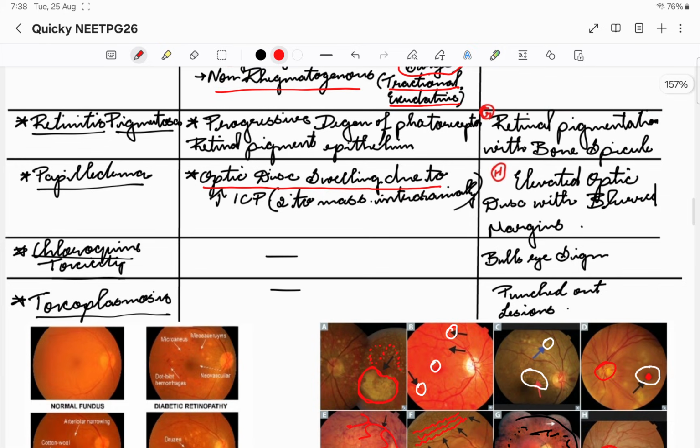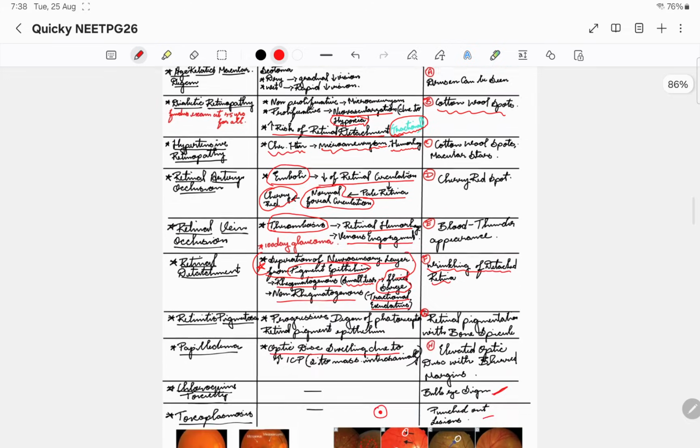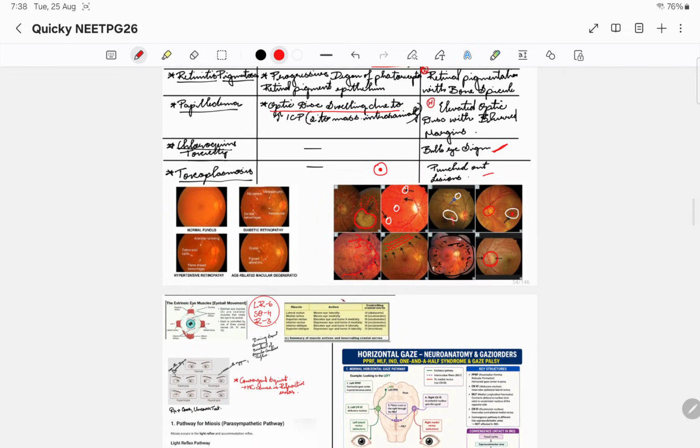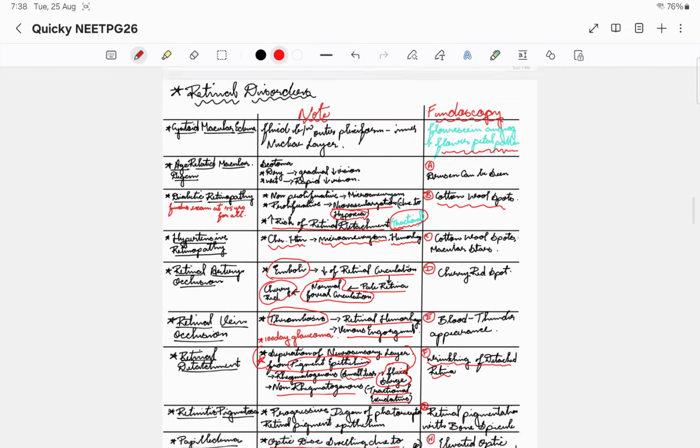Then please remember, this is an extra edge point with respect to chloroquine toxicity. It might lead to bullseye sign. Okay, bullseye meaning bullseye. So bullseye sign will be there. Then with respect to toxoplasmosis, punched out lesions might be there. Chorioretinitis, we saw, right? So with respect to toxoplasmosis, there might be chorioretinitis, which might lead to punched out lesions. Okay, this is everything with respect to the retinal disorders.